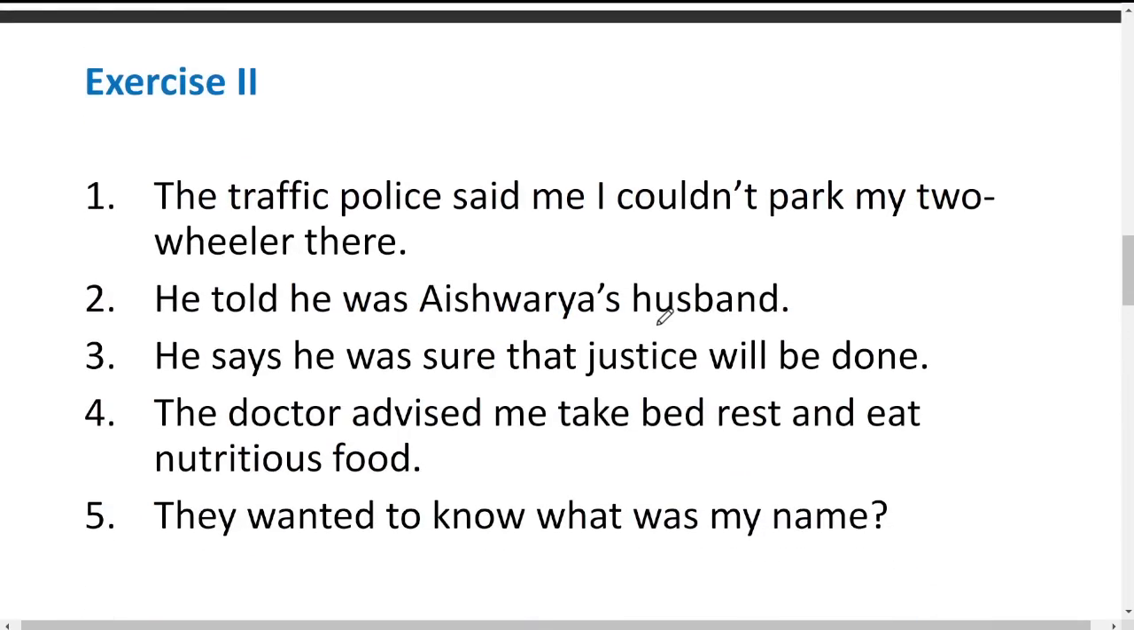Now in this exercise 2, you have the sentence which is already given and you have to find out the error in these sentences.